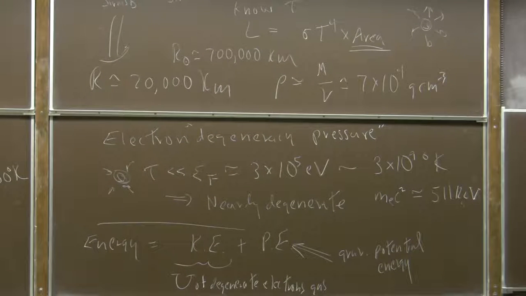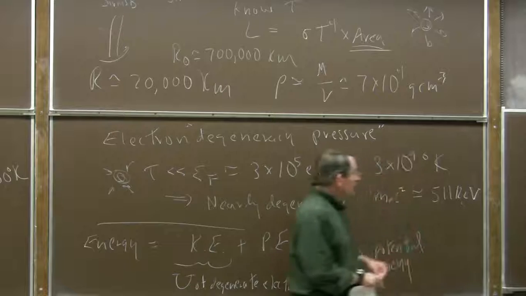So actually altogether that goes like n to the 5/3 divided by r squared, because it's volume to the 2/3. Okay? I guess that's right.